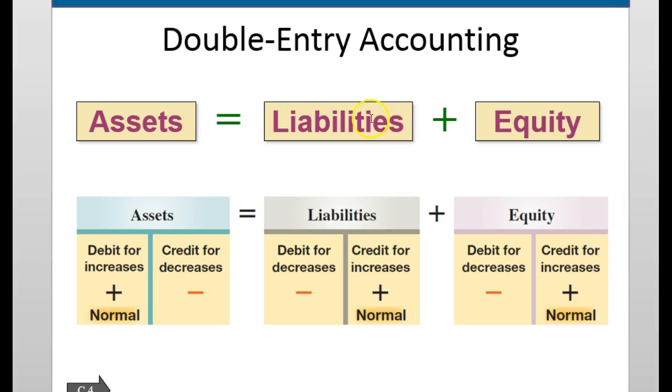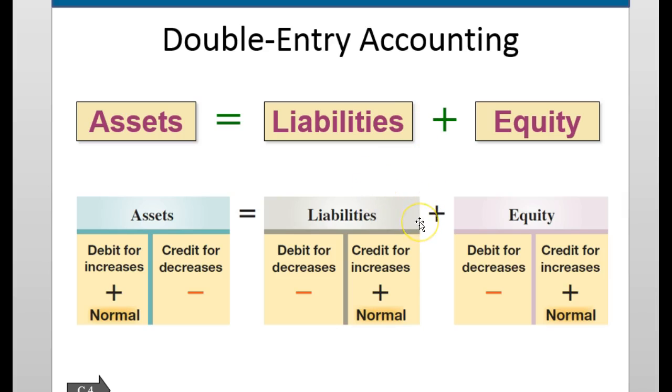To keep this equation in balance in a double entry system, debits and credits are required, or increases and decreases, but they mean different things on different sides of the equation. So on the left-hand side, where the assets are, a debit increases the account. On the right-hand side of the equation, for equity and liabilities, a credit increases those accounts.